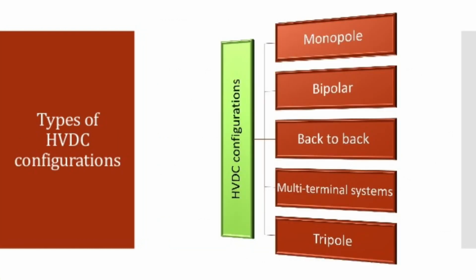So these are the types of HVDC links. First one is monopolar, second one is bipolar, third one is back to back, and multi-terminal system, tripole system. Among these available HVDC configurations, mainly we are using the bipolar HVDC link because it gives reliability. That means reliability in the sense that continuity of the power supply is possible to the consumers. So the consumer will be satisfied with this bipolar link only.